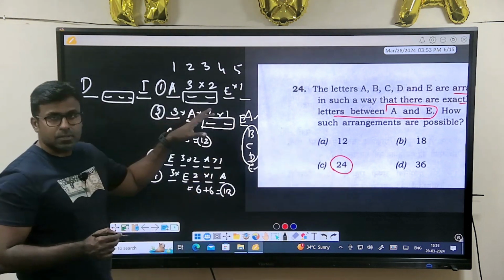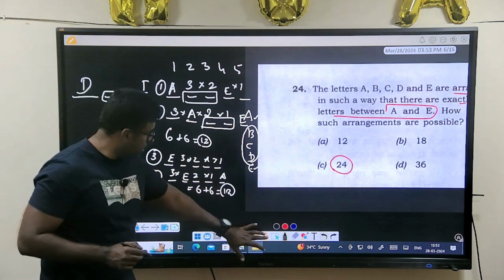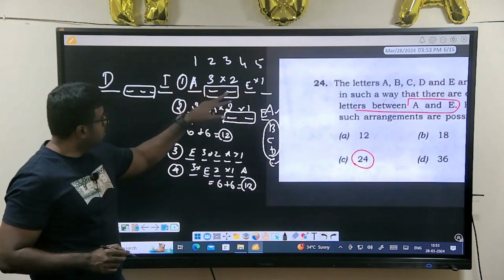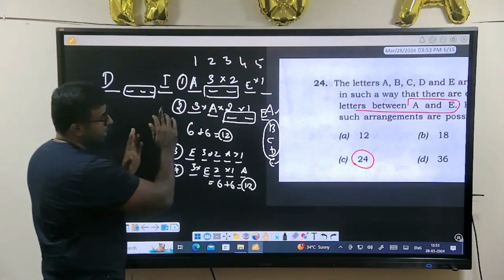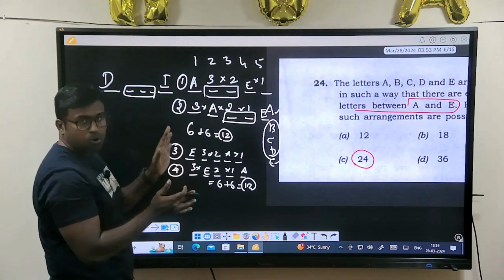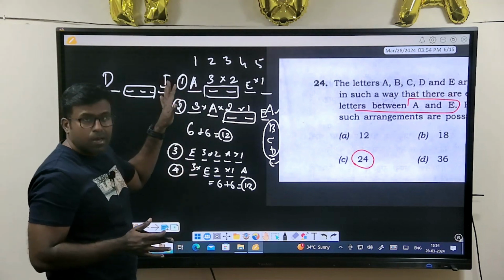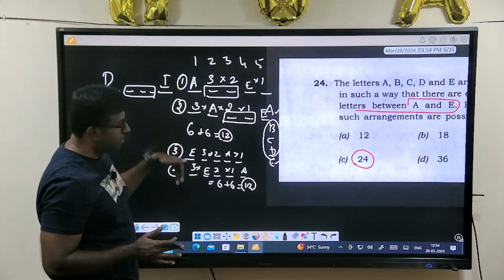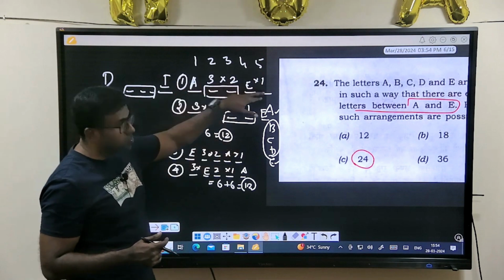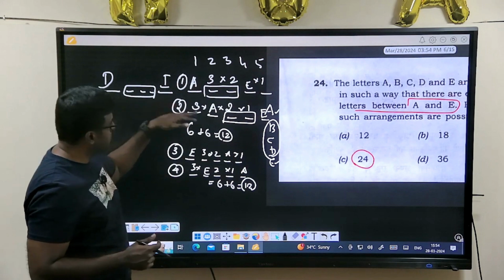This is the point that I have been trying to say. The A and E can be arranged in such a way that you have 4 varieties, or 4 different permutations of arrangements of A and E. In that, each word can be arranged in such a way that you get the answer.